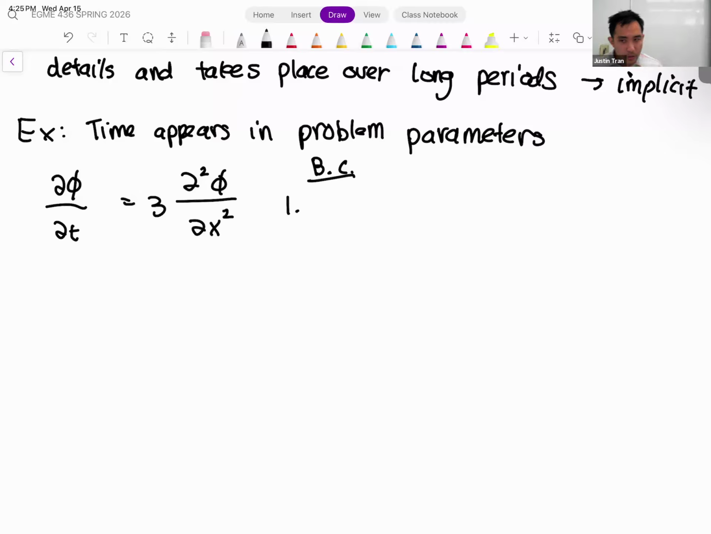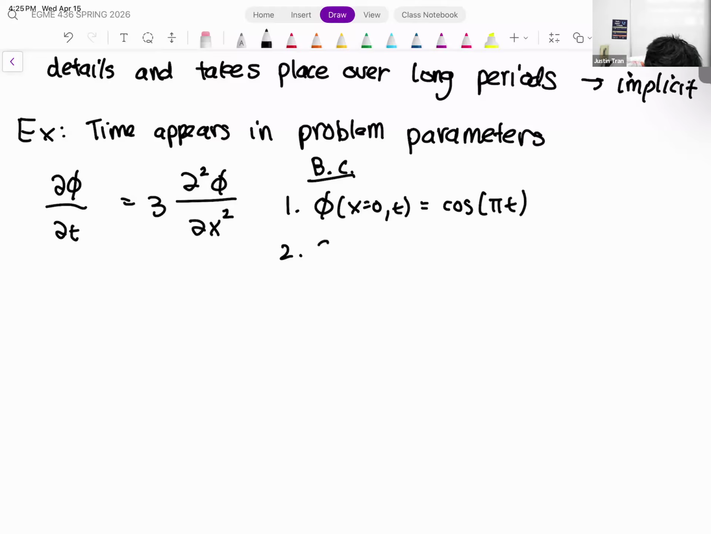Previously, in the last 2 examples we did, our boundary conditions were constant, so they did not change with time. This time we are going to actually change them. So phi at x equal to 0 for all times t: we're going to have an oscillating boundary condition here. Our Dirichlet boundary condition at the inlet, or at x equal to 0, is equal to cosine of pi times t. So that boundary condition is actually going to change with time.